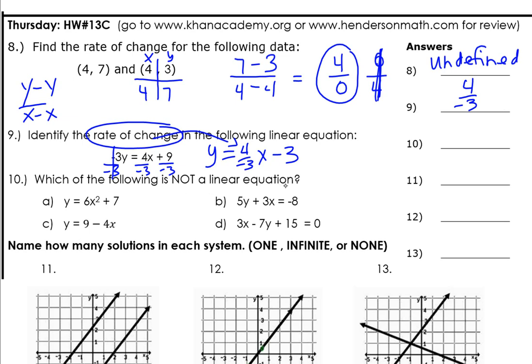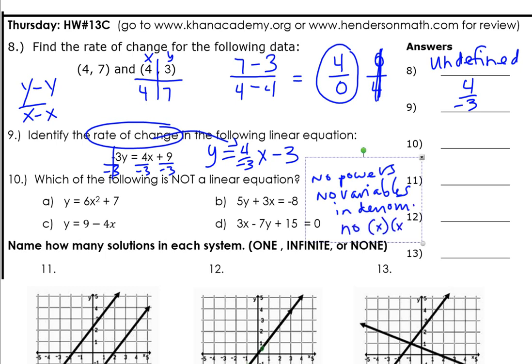Which of the following is not a linear equation? A linear equation has no powers, no square roots, no variables in the denominator, and no products of powers. No x's times y's.